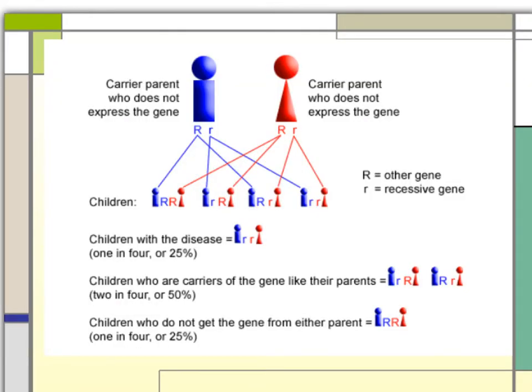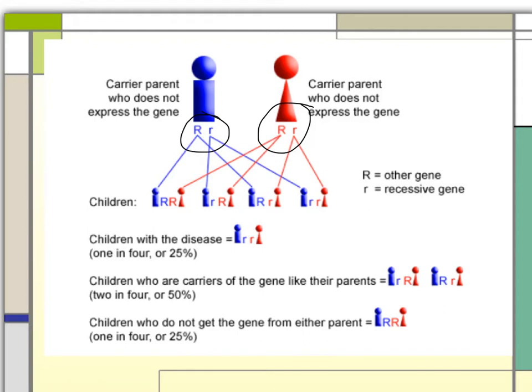In this slide, what I'm trying to show is that you could have two parents that are perfectly healthy and don't have this gene expressed, but they could both be carriers. When they're both carriers, there is a possibility that their children could end up being homozygous recessive. So they're showing you here the possible gamete combinations.